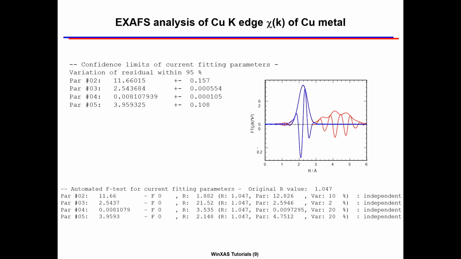Shown here is an example for a first shell refinement of the pseudoradial distribution function of copper metal. Structural parameters are coordination number, distance, disorder parameter or Debye-Waller factor, and the E0 shift. Calculated confidence limits are in the range of a few percent of the original values. F-test parameters are all zero, indicating a refinement with largely independent parameters and reliable results.